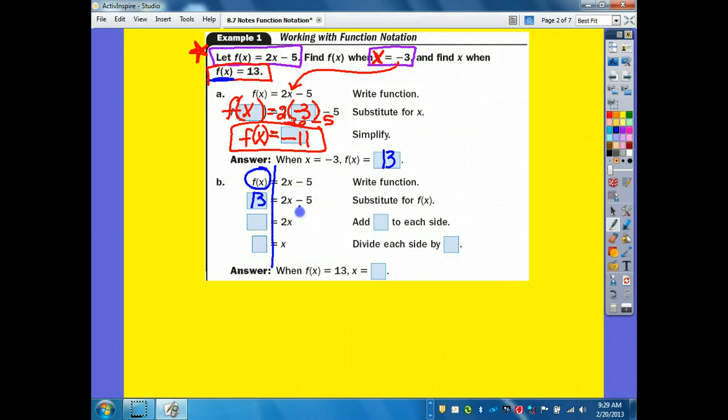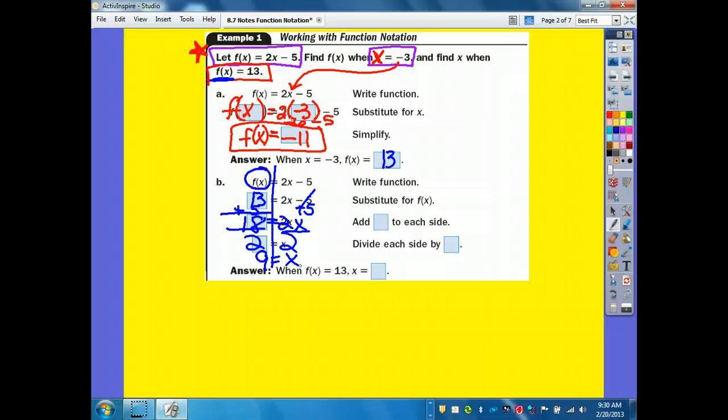Excellent. I have to add 5 to both sides. Plus 5. So now what do I get here? I have 18 equals 2x. And now what do I do? Divide both sides by 2. And what do I get? 9 equals x.